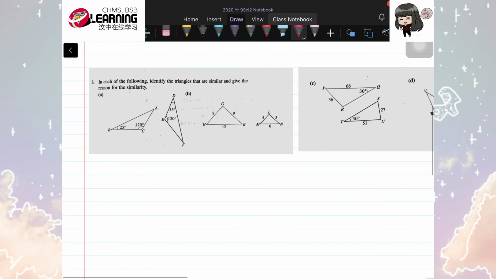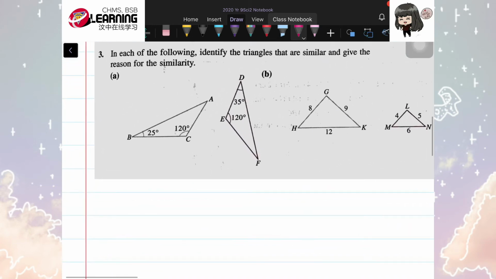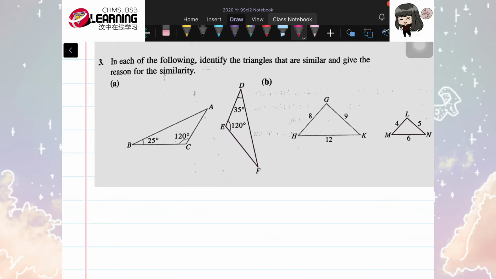Let's go to number 3. Identify the triangles that are similar and give the reason for the similarity. So now we look at this first. 120, consider as the first one. And the second one, this is 25, this is 35. They are not the same, so this one cannot be the second one. So first we have to find out the angle over here.